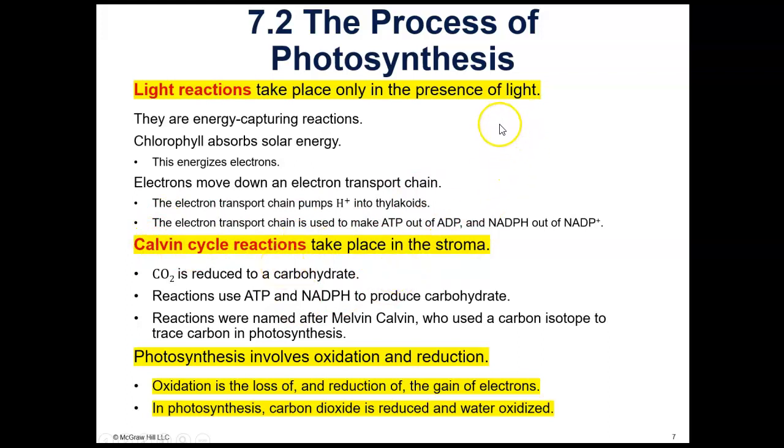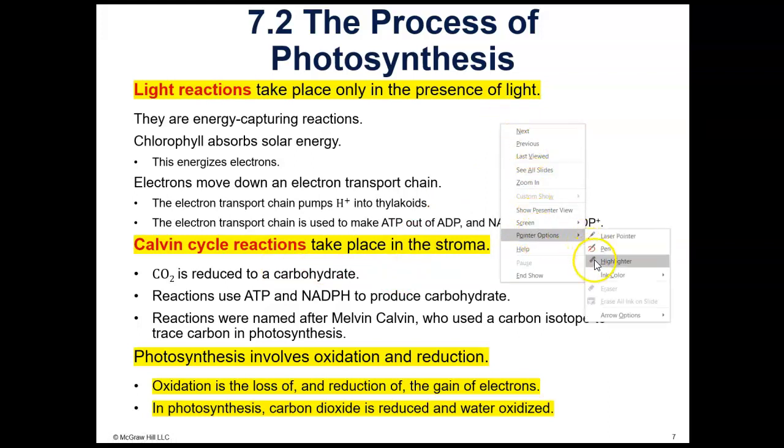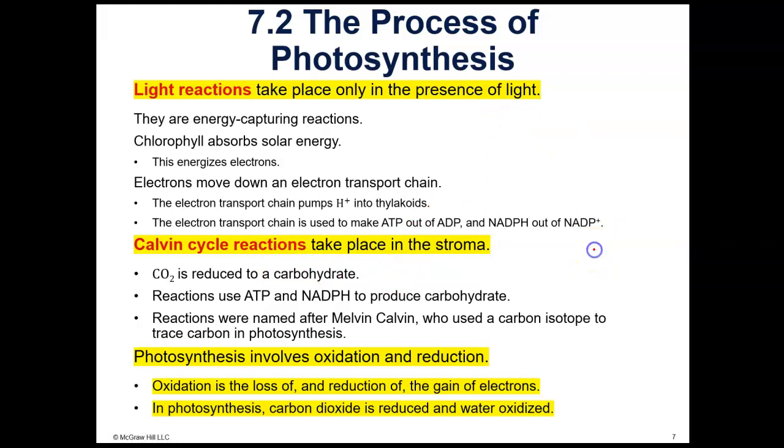Okay, but let's go back up here and add something, if I can do it without making a mess, which I probably cannot, but I'm going to try. Light reactions take place only in the presence of light. Oh, here I can just circle this. Light reactions occur in the thylakoid of a chloroplast, whereas Calvin cycle reactions occur in the stroma of the chloroplast.